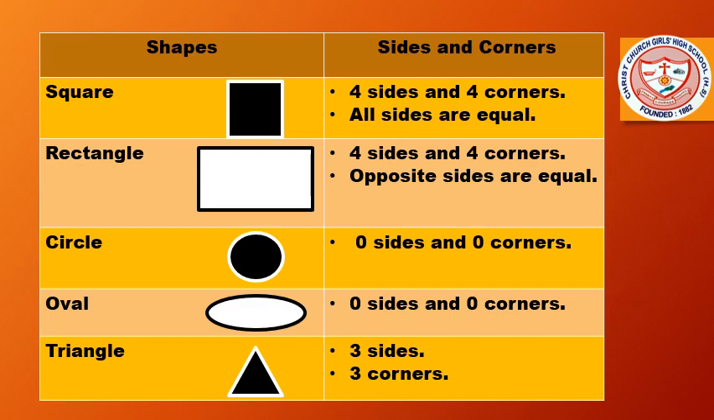Quickly recall the sides and corners of the following plane shapes. Square. We know it has 4 sides and 4 corners. All sides of a square are equal. Rectangle. It has 4 sides and 4 corners. Opposite sides are equal. Circle. It has 0 sides and 0 corners. Oval. It has 0 sides and 0 corners. Triangle. It has 3 sides and 3 corners.